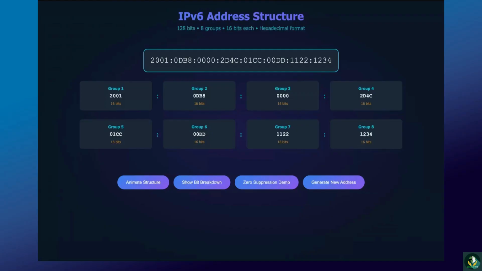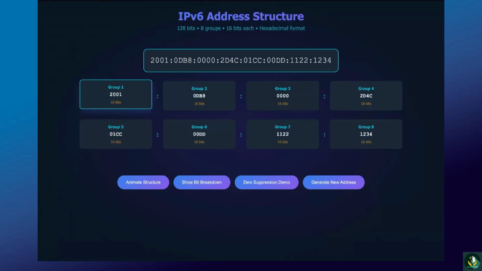Each group is represented by 4 hexadecimal characters, separated by colons. Take a look at this example on my screen. This might seem complex at first, but don't worry. IPv6 includes features like zero suppression and zero compression to simplify the notation. Now, as you remember, IPv6 provides approximately 340 undecillion unique addresses, ensuring there is no risk of address exhaustion.